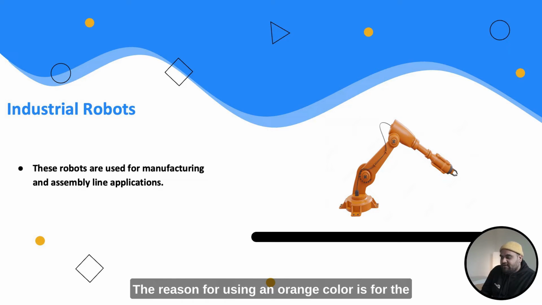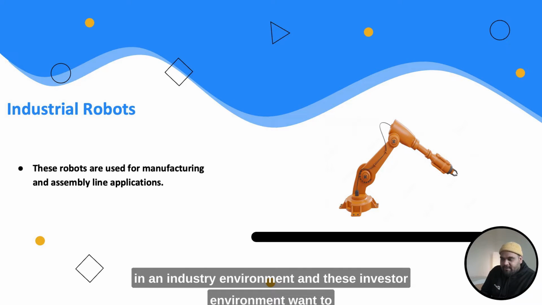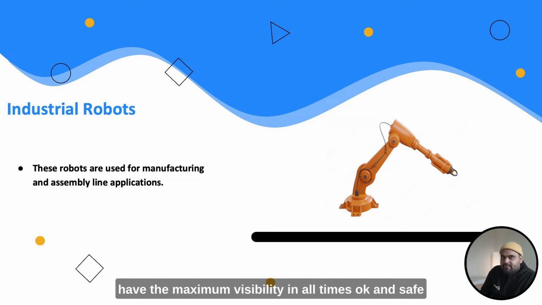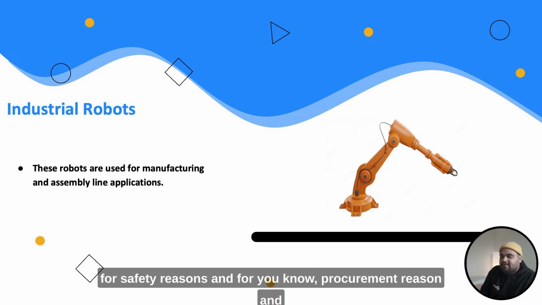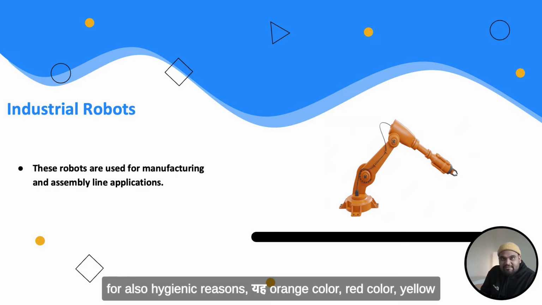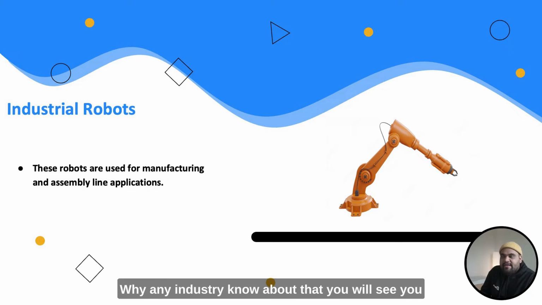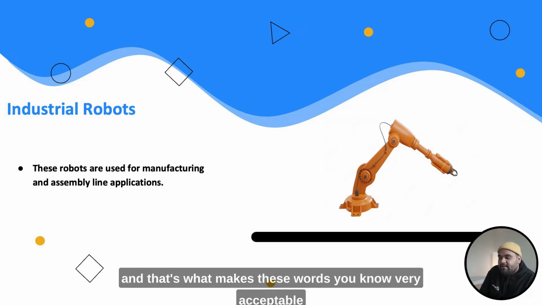The reason for using an orange color is that these robots are designed to work in an industrial environment, and industrial environments want maximum visibility at all times. For safety reasons, procurement reasons, and hygienic reasons, orange, red, and yellow are very prominent in robots. That's why industrial robots are usually yellow or orange, and sometimes white as well. If they're used in the medical industry, they are kept white purposefully so that you can see if there's a dust or dirt particle, and that's what makes these robots commercially acceptable.